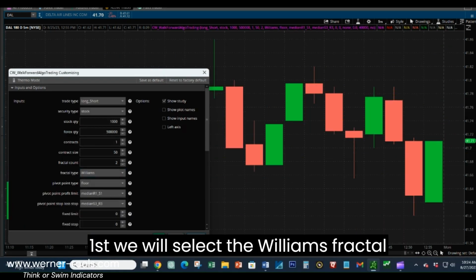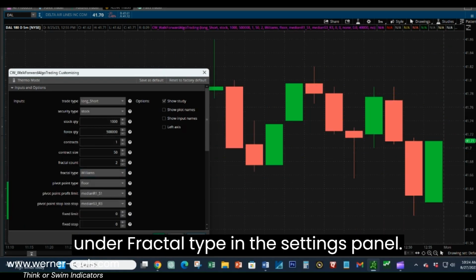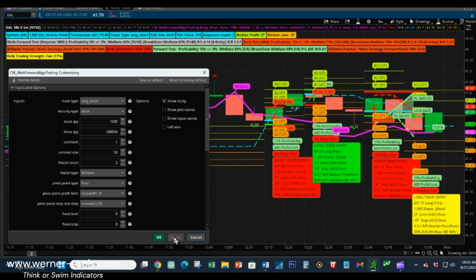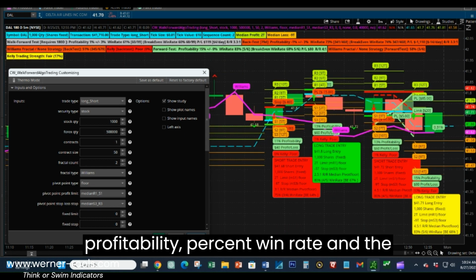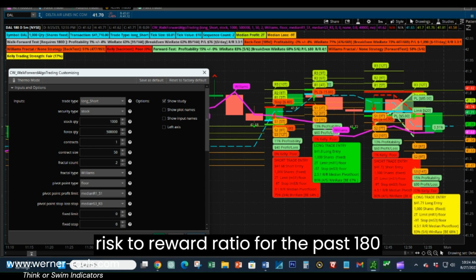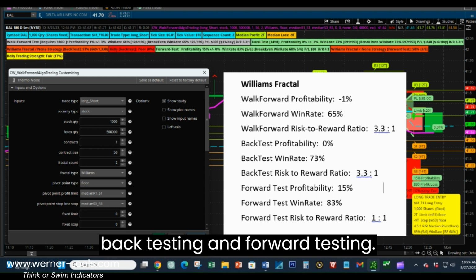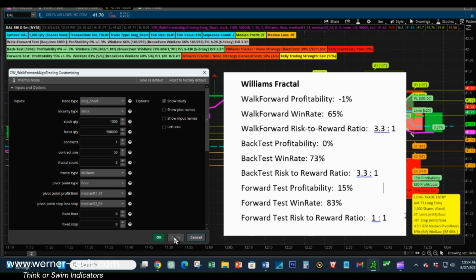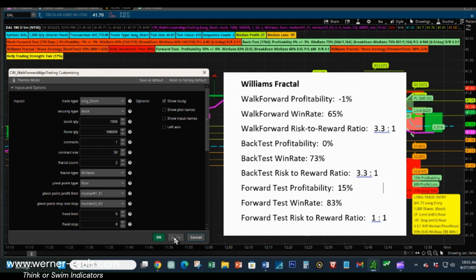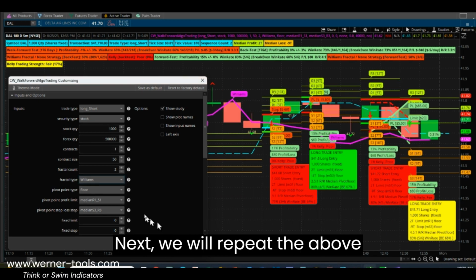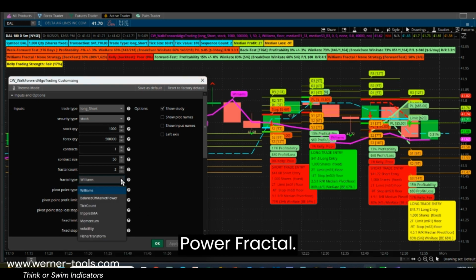First, we will select the Williams fractal under Fractal Type in the Settings panel. We will measure the percent profitability, percent win rate, and the risk-to-reward ratio for the past 180 days through walk-forward testing, back testing, and forward testing. Next, we will repeat the above measurements with the balance of market power fractal.